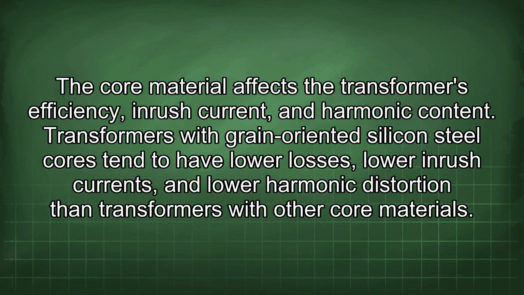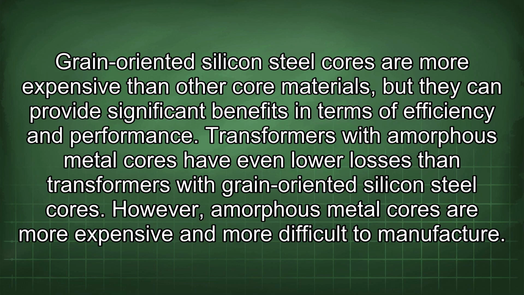Transformers with grain-oriented silicon steel cores tend to have lower losses, lower inrush currents, and lower harmonic distortion than transformers with other core materials. Grain-oriented silicon steel cores are more expensive than other core materials, but they can provide significant benefits in terms of efficiency and performance.